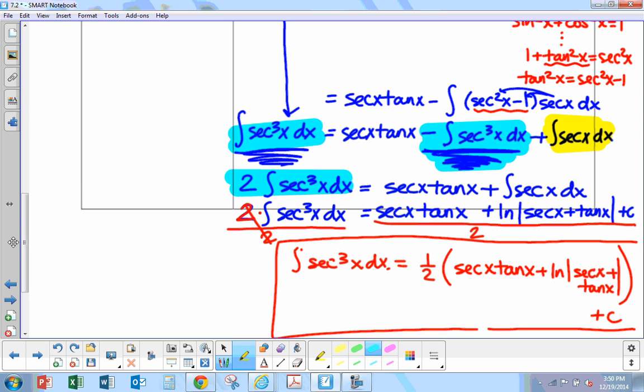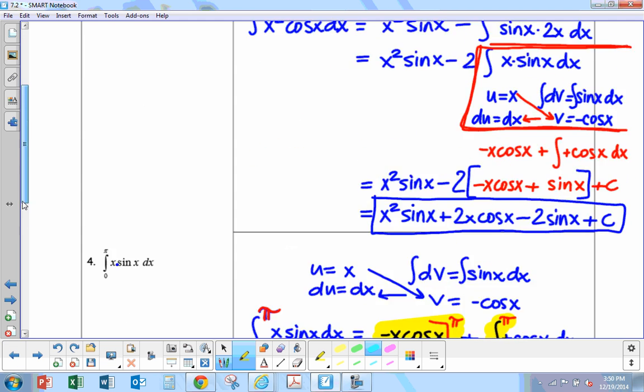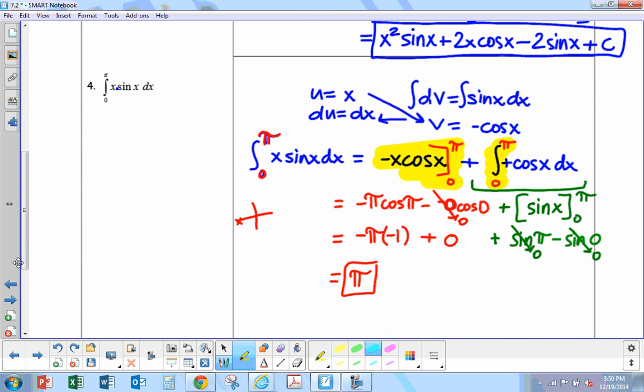Integration by parts definitely takes practice. So you need practice at picking the u and picking the dv and working it all out. The other tricky part is the bounds and just making sure that you apply the bounds. If we look back on the last page, making sure you apply the bounds to both the uv part and to the integral that you have to find.